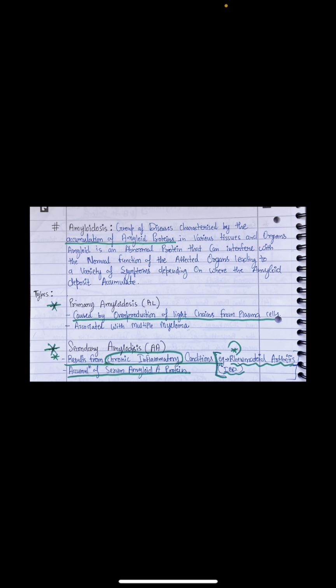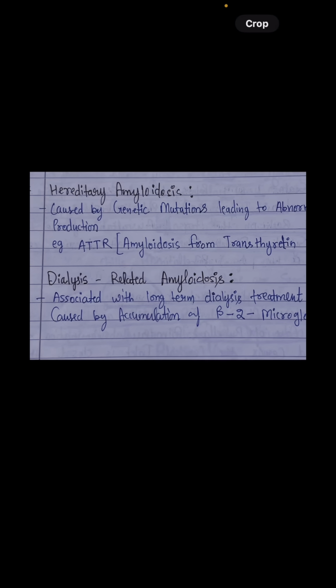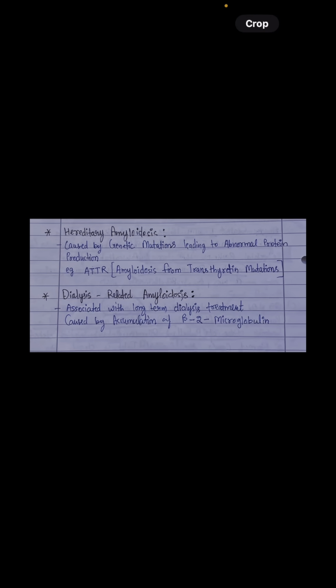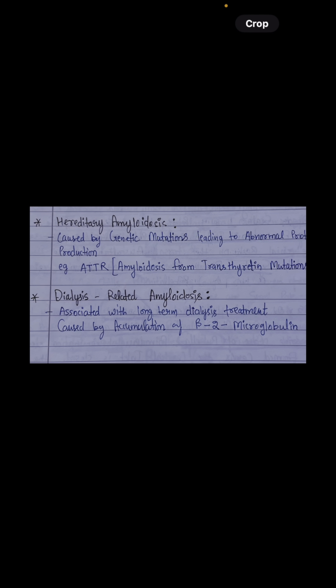The croc question will always say that there is a long history of some disease, for example rheumatoid arthritis, some 5 years of chronic rheumatoid arthritis, and now on the background of rheumatoid arthritis the patient developed these symptoms: amyloidosis. It is due to accumulation of serum protein amyloid A. Some extra information: hereditary amyloidosis and dialysis related amyloidosis. Hereditary is caused by a genetic mutation, whereas dialysis related amyloidosis is caused by the accumulation of beta 2 microglobulin. No need to remember either of these.